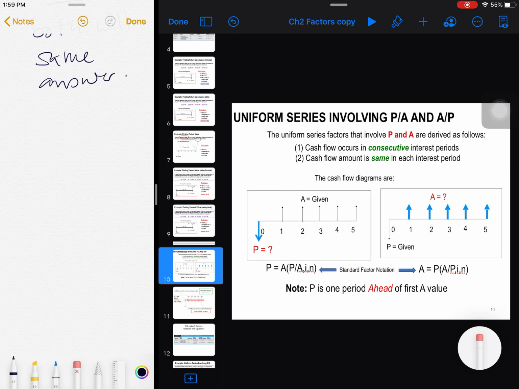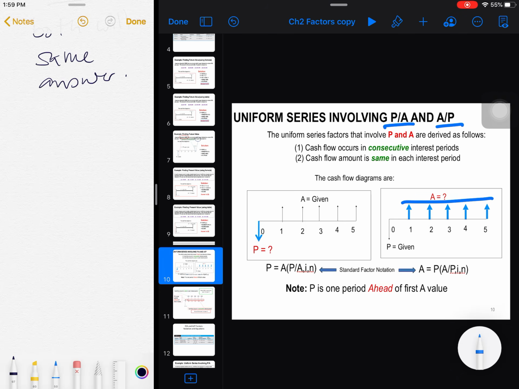Okay, now we move on to uniform series involving P over A and A over P. The uniform series factors that involve P and A are derived as follows. Cash flow occurs in consecutive interest periods, and the cash flow amount is the same in each interest period. So we have a uniform cash flow, isn't it? Right. And it flows in consecutive interest periods.